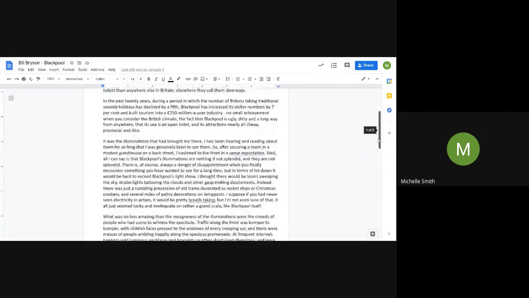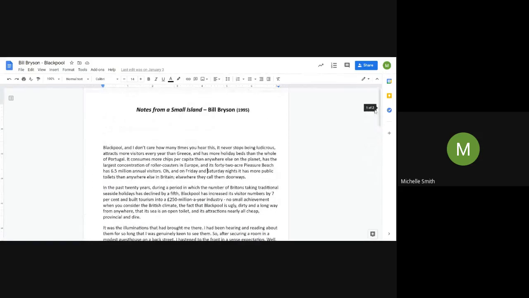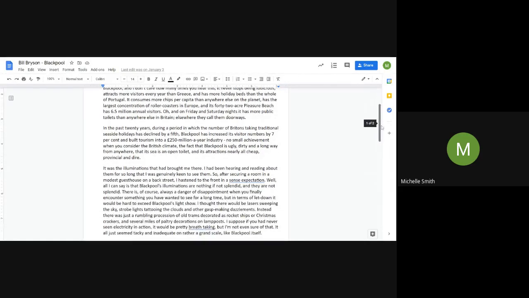Okay, so that is our second text, which was written by Bill Bryson on Blackpool. This one, I think, is a little bit more accessible. Hopefully you agree that the tone of it is supposed to be quite humorous, quite tongue-in-cheek. He clearly doesn't like Blackpool very much. He's not had a great time there. He doesn't see the appeal of it, although everybody else seems to be very excited about it.